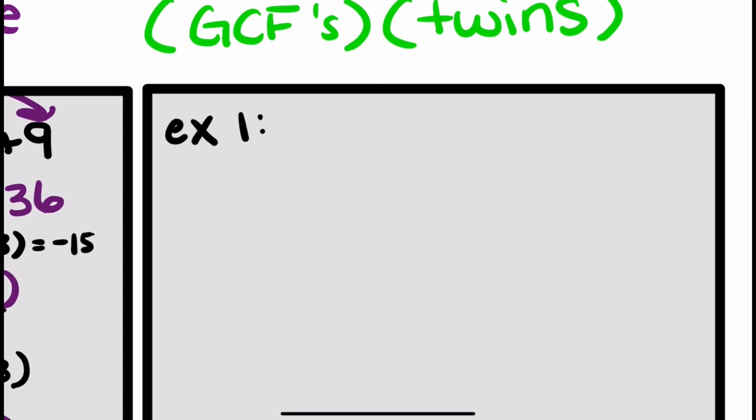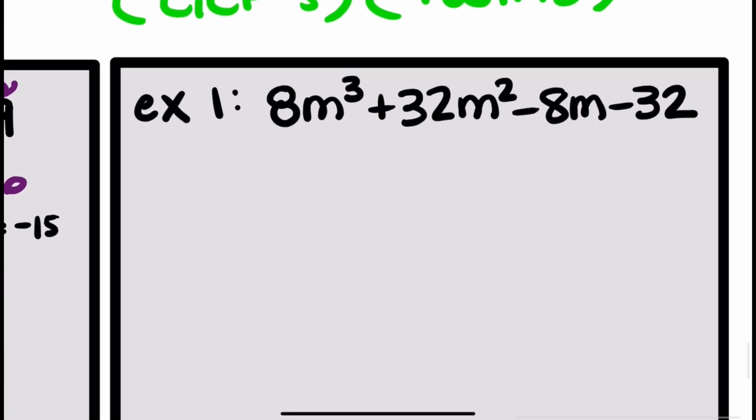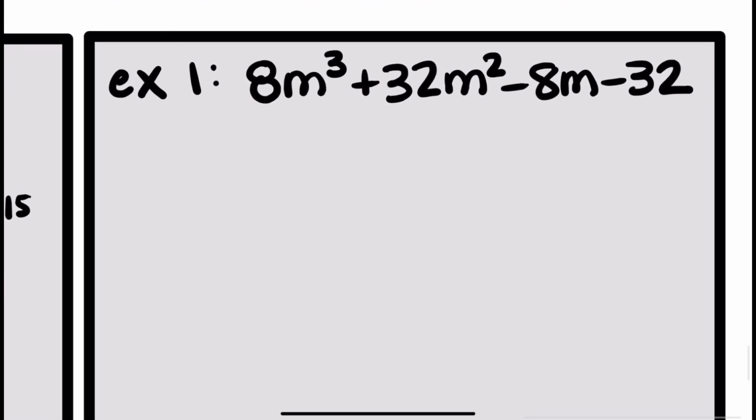We have example 1 here. We're going to be doing 8m to the third power plus 32m squared minus 8m minus 32. Okay, I have a couple of options here. I noticed that there are repetitive coefficients. So I have two 8s as my coefficients, well, a positive 8 and a negative 8. And then I also have a positive 32 and a negative 32.